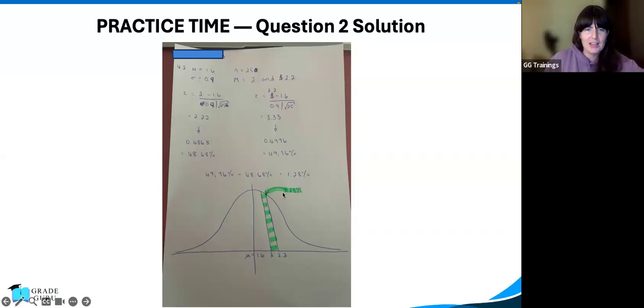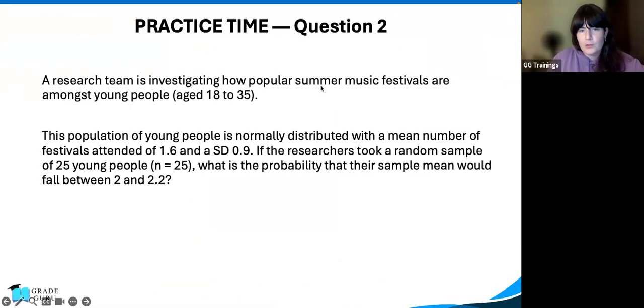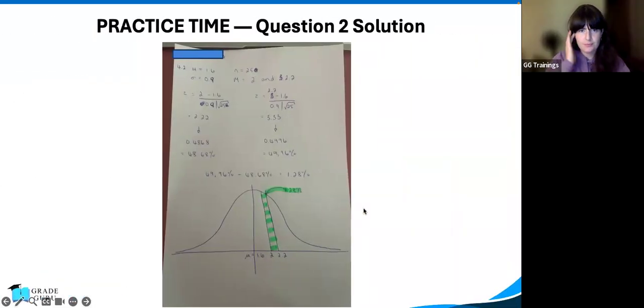Good to know. And then your conclusion, which I didn't include on the solution, but remember, conclusion is very important. I would just repeat as much of this as you can. So, if the researchers took a random sample of 25 young people, n equals 25, the probability that their sample mean would fall between 2 and 2.2 is 1.28%. So literally just write it all out again, but give the probability. Okay. Awesome. Let's go on to the next question.